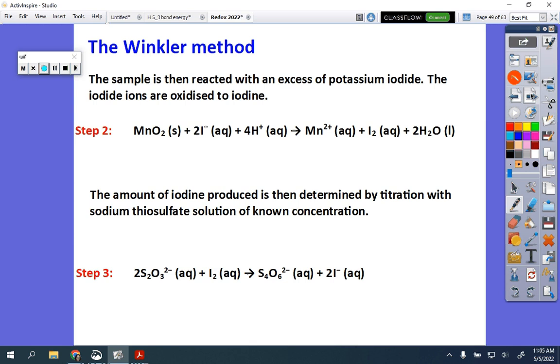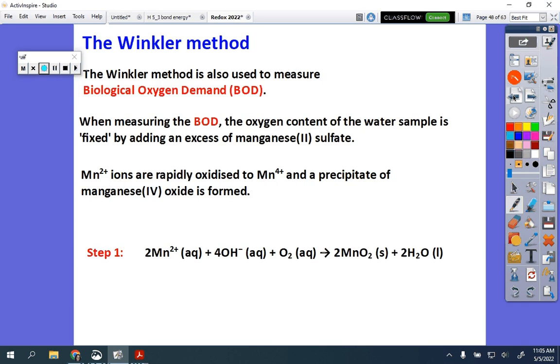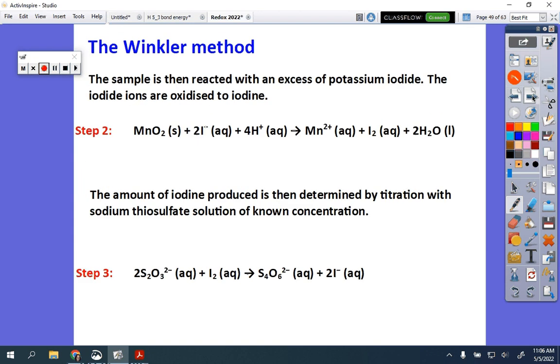The ratios are actually 1 to 2, so if we start off, we've got 1 oxygen making 2 manganese oxides, and then 1 manganese oxide making 1 iodine. So it's a 1 to 2 and then a 1 to 1.